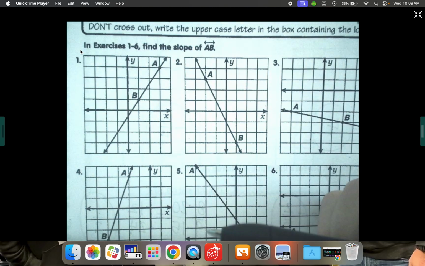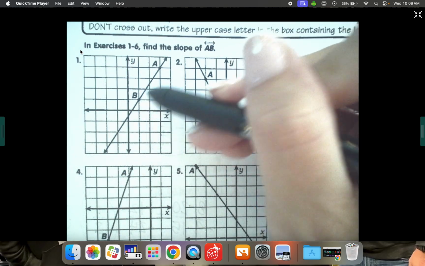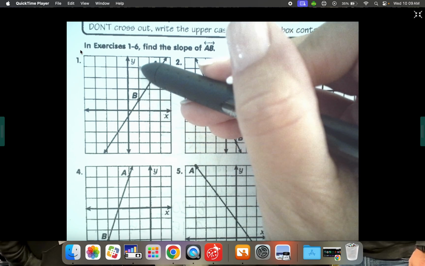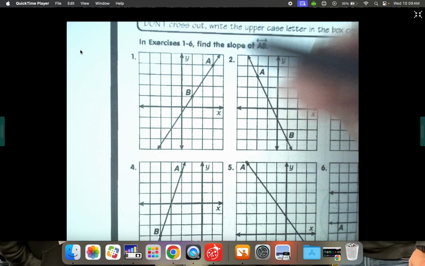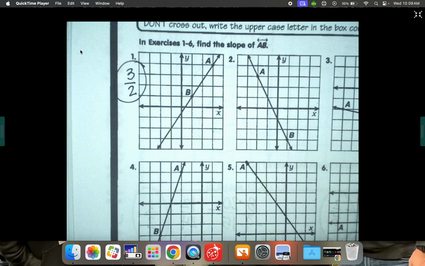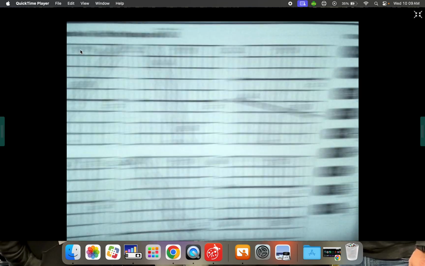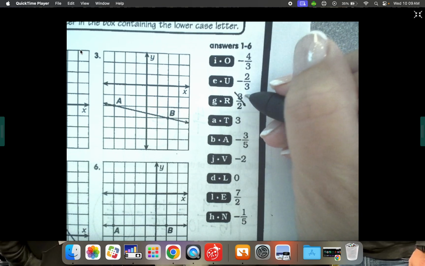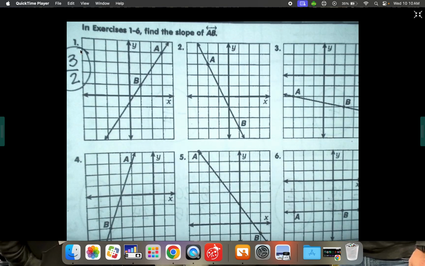We've done this so much this week. So pick 2 points, or it looks like it gave it to you. So you're going to rise 1, 2, 3, run 1, 2. If you rise 3 and run 2, then the slope is 3 over 2. And I would at least come over here. I don't care about the riddle, but I would at least come over here and make sure you find it and it's there.